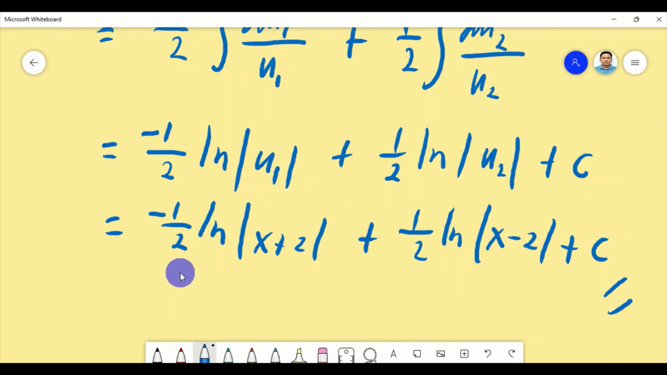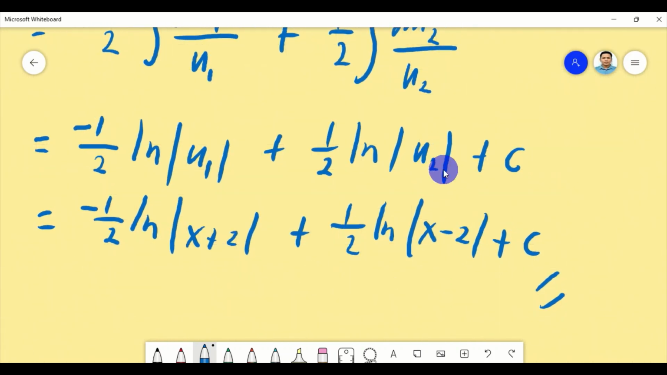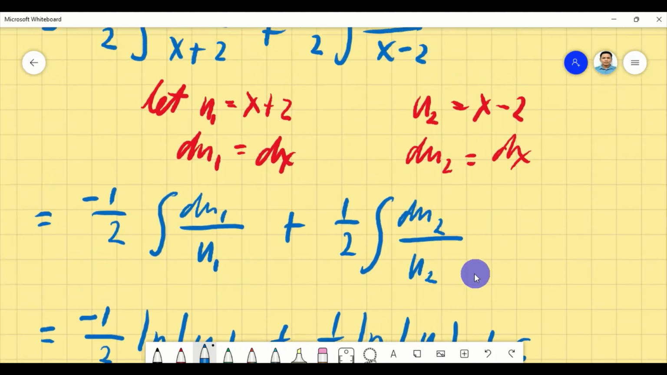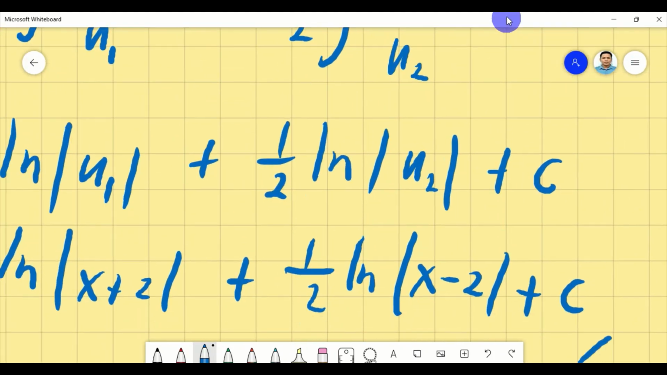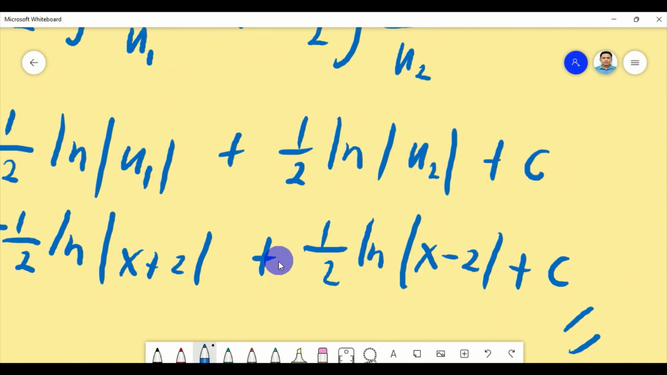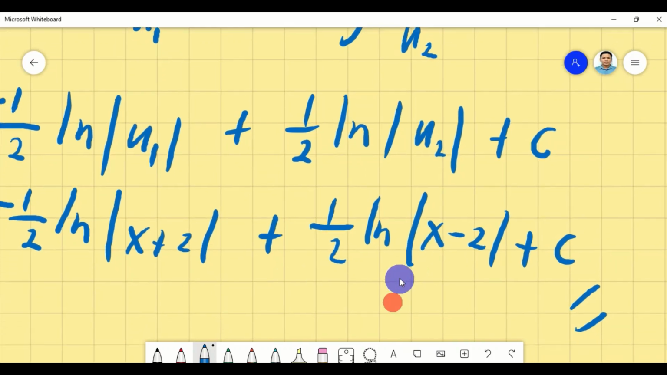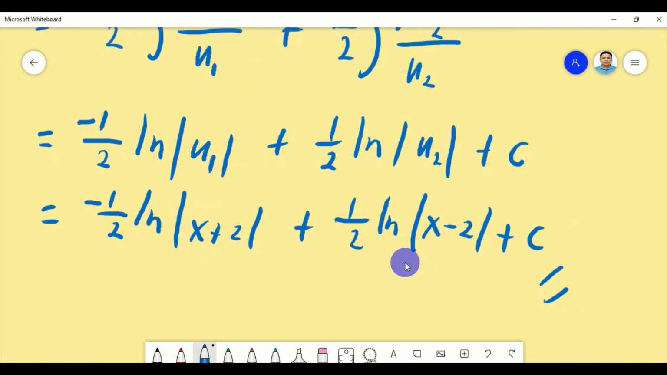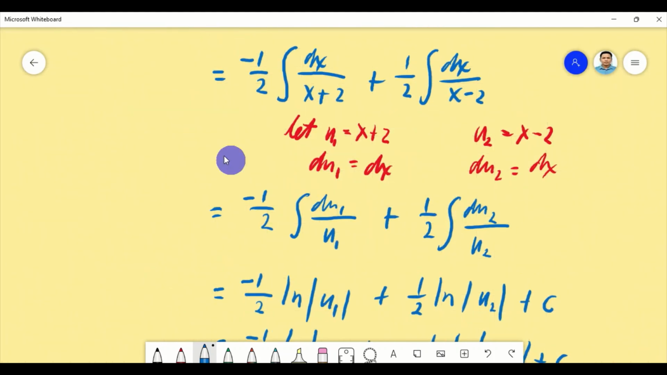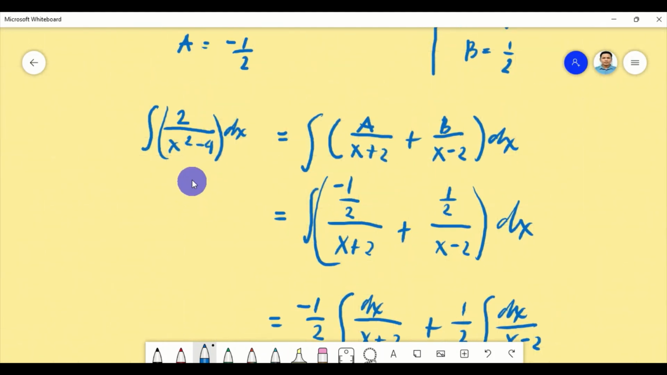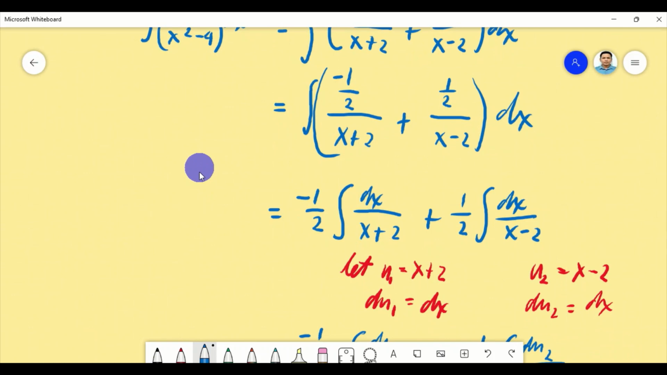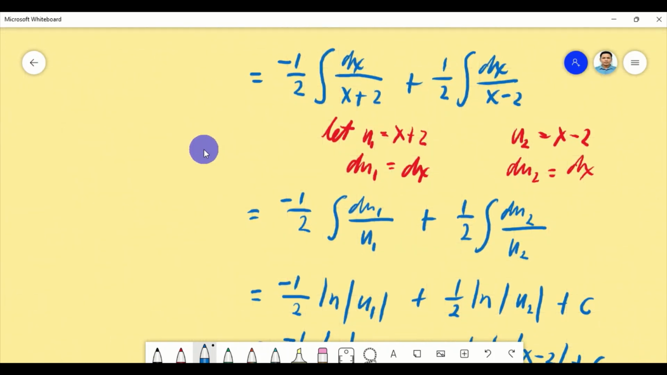So our final answer therefore is negative 1 half ln of the absolute value of x plus 2, and we replace also your u sub 2 here by the original expression, that is x minus 2. So you have here plus 1 half times ln of the absolute value of x minus 2 plus the arbitrary constant. So that's the integral already of our function, the integral of 2 all over x squared minus 4 dx using integration by partial fractions.